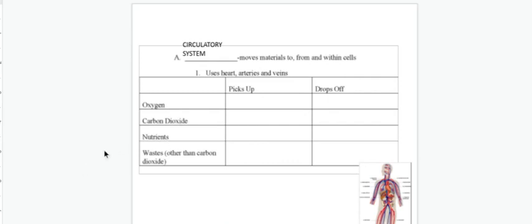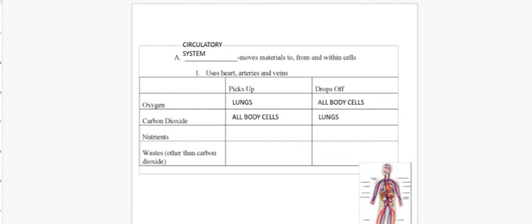So let's look at oxygen. You breathe it in and it goes into your lungs, and then your bloodstream picks it up there at the lungs, and it carries it to every single cell of the body because every single cell needs to do respiration, and you need oxygen for respiration. Meanwhile, every single cell is doing respiration and making carbon dioxide, and your circulatory system picks up all of that carbon dioxide at those cells and brings it to the lungs so you can exhale it.